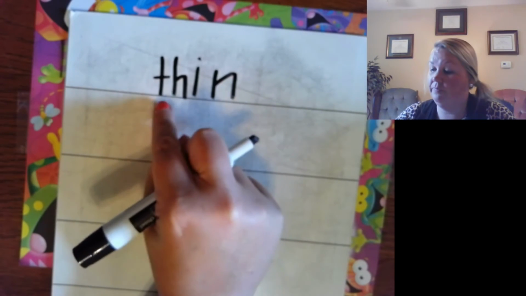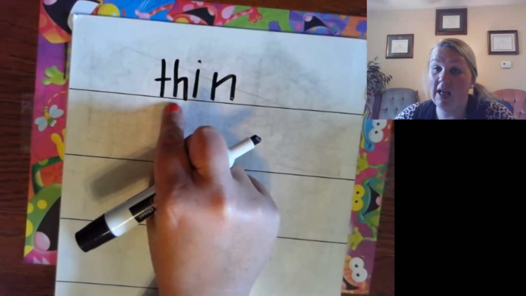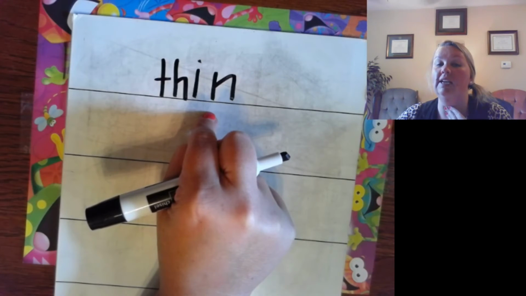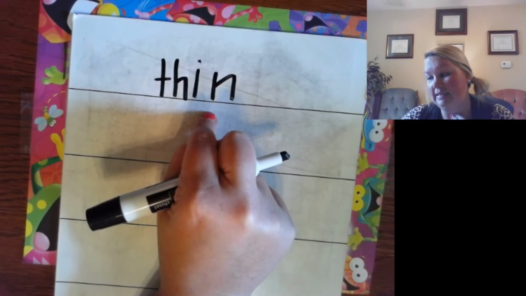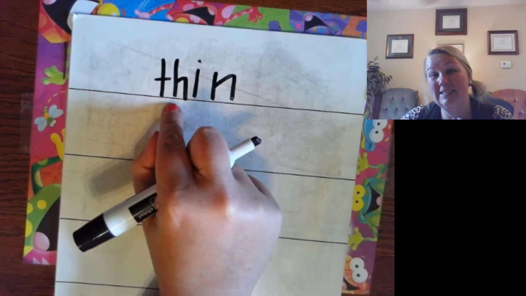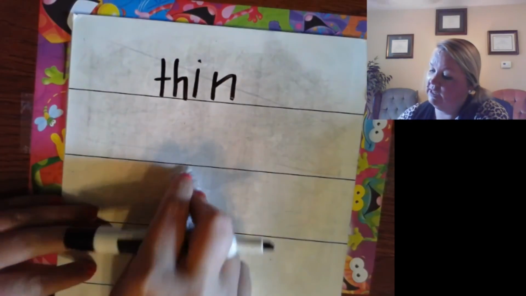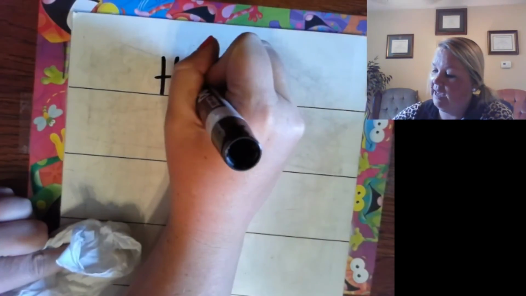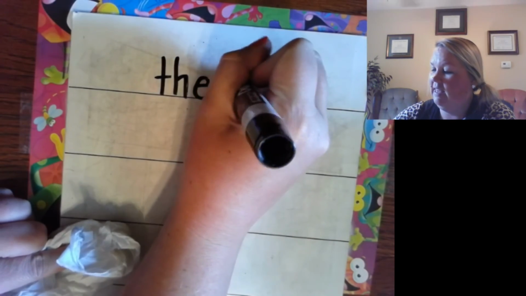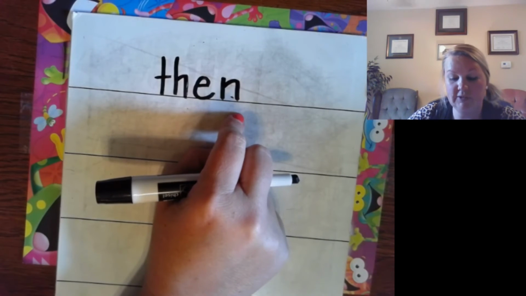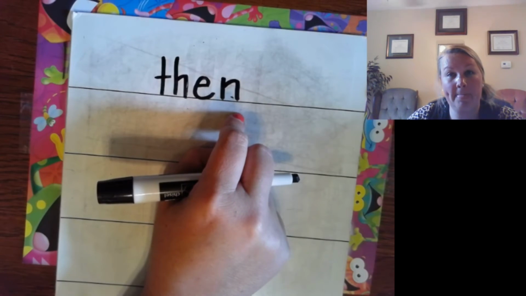Then. Same spelling. Thin. Now let's say the word then. It's got a voice, but it's the same spelling, remember? And I need to change it to then. All right, so I'm going to have an E and then an N. Then. That was a really tricky one.